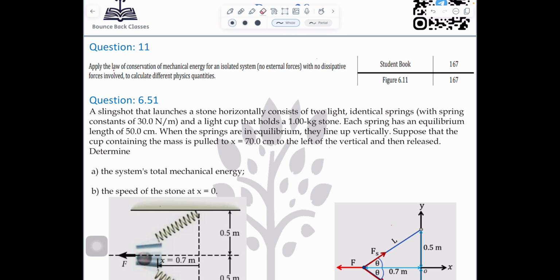Hello students, in today's class we are going to learn about question number 11 of your EOT. Okay, let's have a look at the question. Apply the law of conservation of mechanical energy.